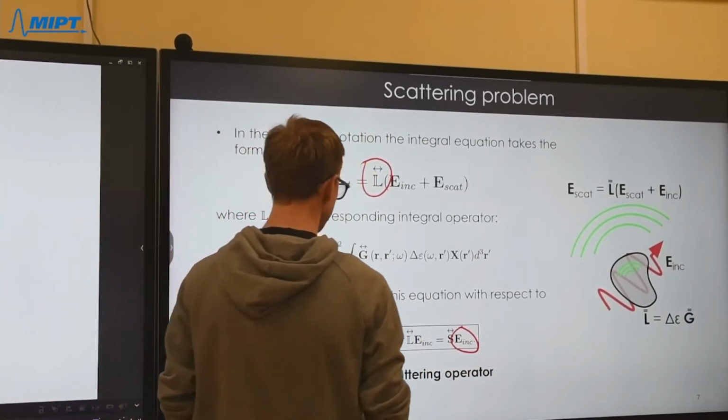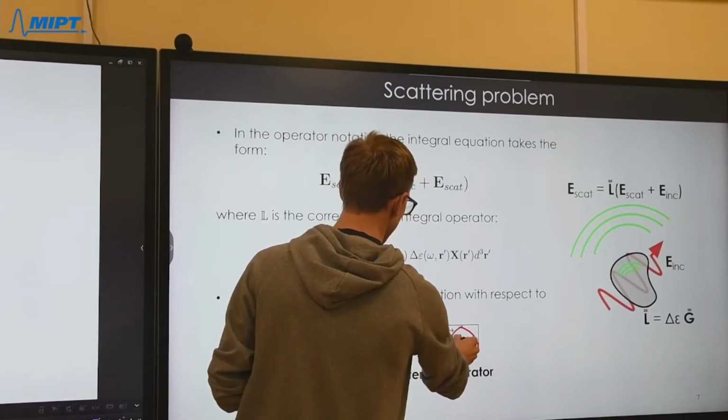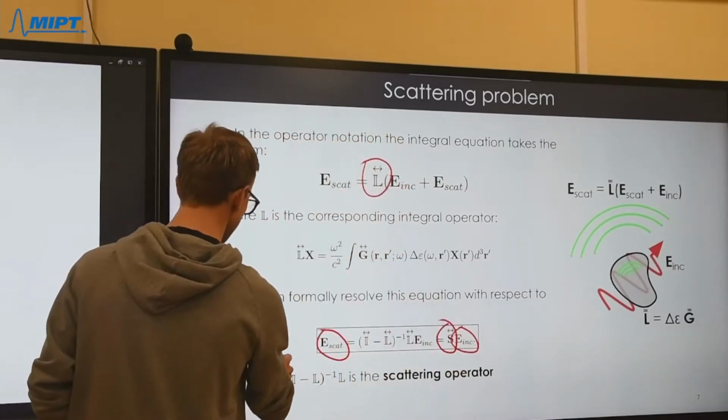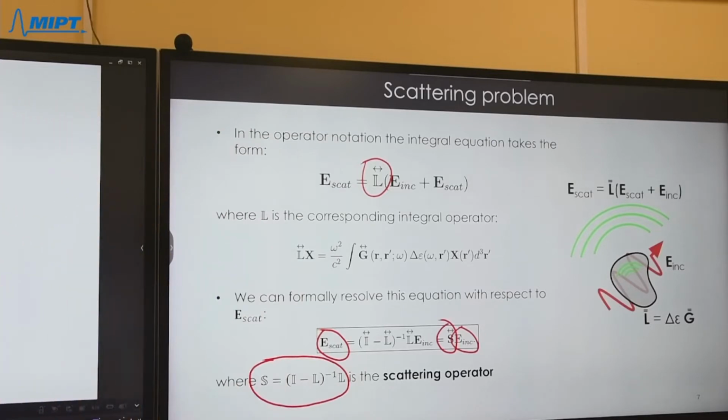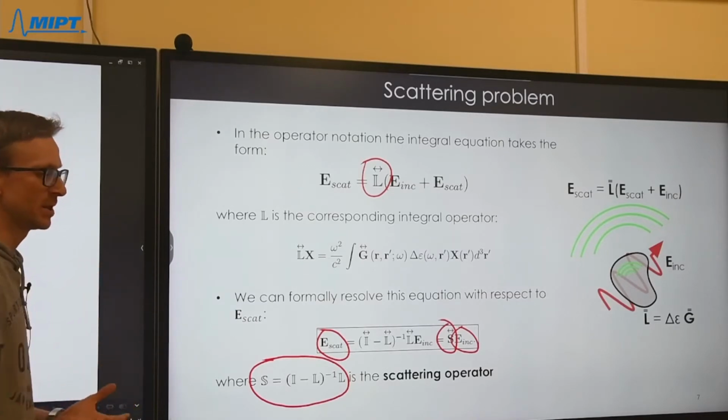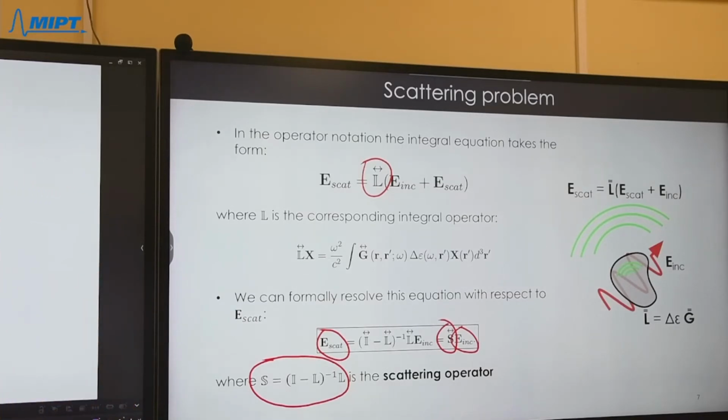And this answer is expressed by another linear operator S, which takes the following form. And this S is called the scattering operator. This is formally the answer to the scattering problem. But life is not so simple.